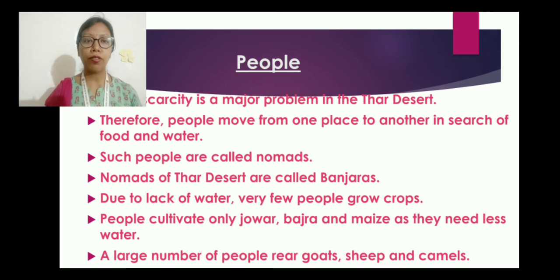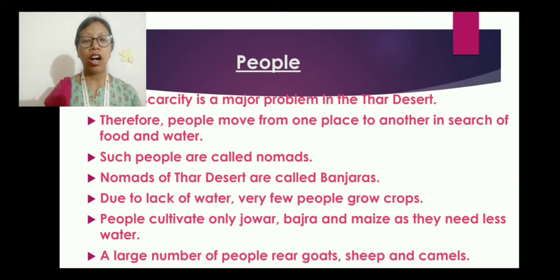Now, due to lack of water, very few people grow crops, which is very true, because if there is no water, cultivation will also be very less. People cultivate only jowar, bajra and maize as they need less water. Now you can see here the plants that grow in the desert also need very little water, and people also cultivate only those kinds of crops which need less water, like jowar, bajra, maize, etc.